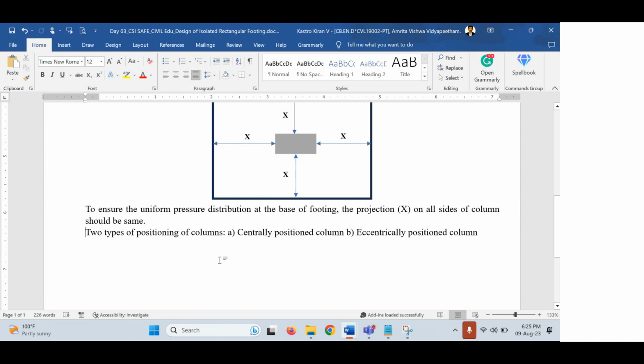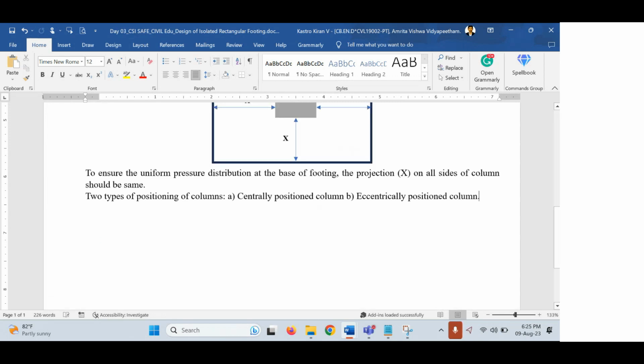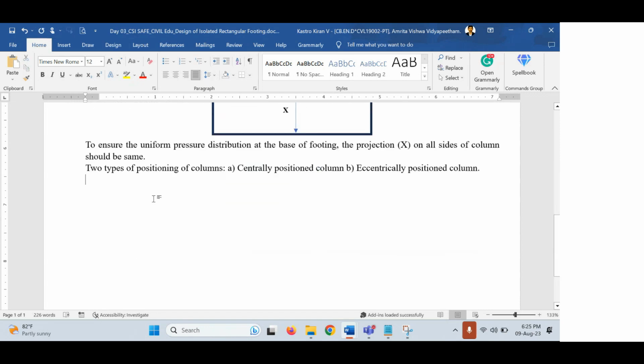Right. So that's where we are going to decide the dimensions of the footings. Now we have the area of the footing, which is 5.5 square meters. So how will you define area? Length of the footing times width of the footing. That is called area. So that is 5.5.